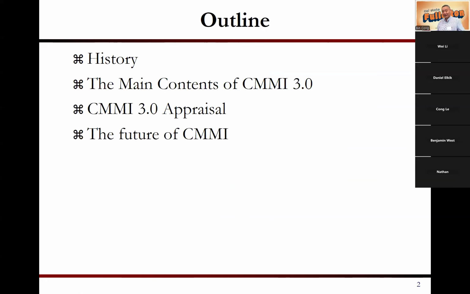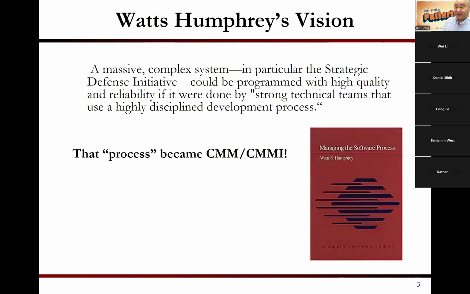Basically we start with the brief history. Let's see where this CMMI comes from. This is like 34 years of CMMI. So what happened in the past 30-some years? And let's look at what the main content of 3.0 is. You probably learned about process assessment and appraisal, how they conduct a 3.0 appraisal now, and also what's the future of CMMI. The basic idea, the basic value of CMMI, is very simple.